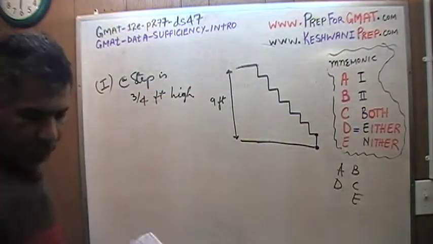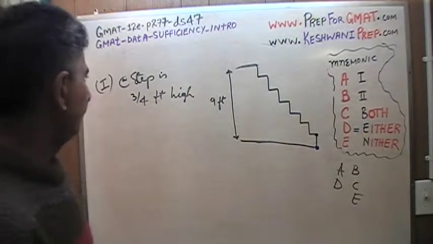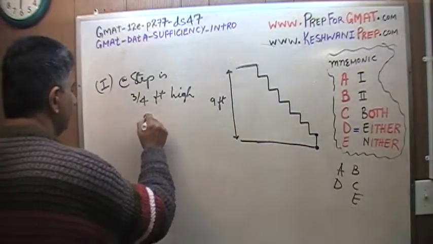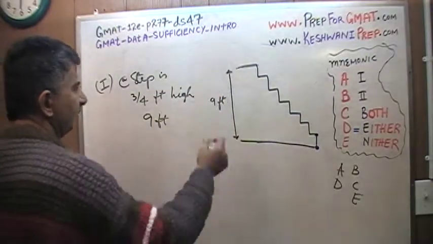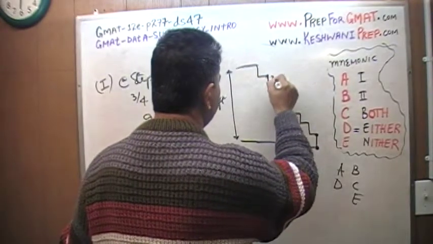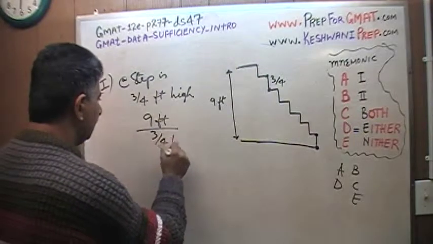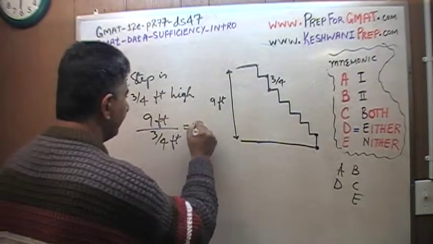Well, that's easy, as I told you before. In my example, I had used 1 foot because it was easier to use, but that's all it is. Since the whole length is 9 feet, and we are told that each step from here to here is 3/4 of a foot, therefore, we just divide that by 3/4, and that will give us a number of steps.